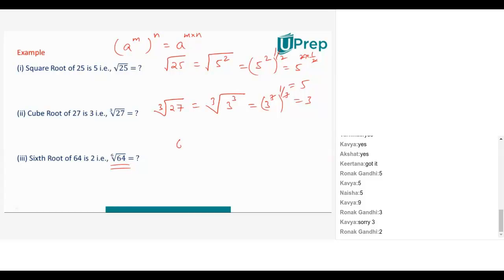6th root of 64 will be 2, because your 64 can be written as 2 to the power of 6. So 2 to the power of 6 is equal to 64, so indirectly 6th root of 64 becomes 2. Correct. Therefore it is 2. So that's the logic that you need to understand there. Good.